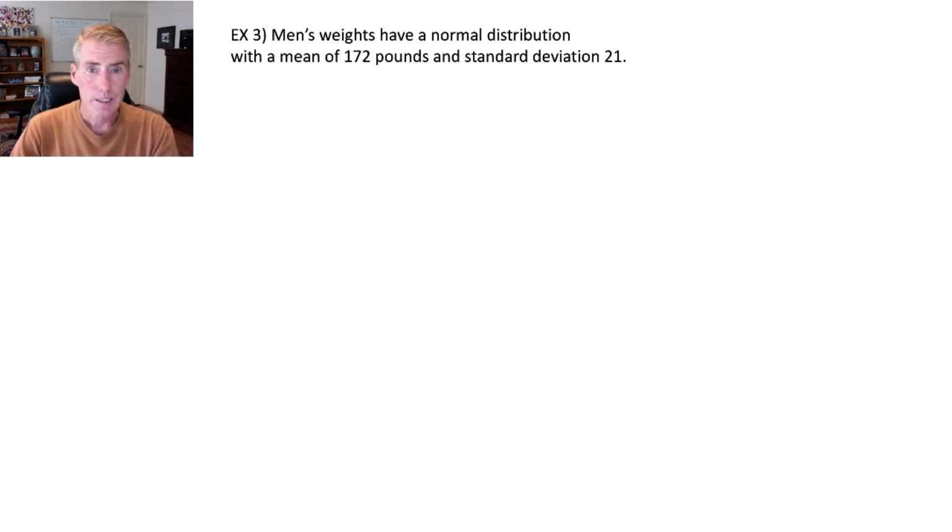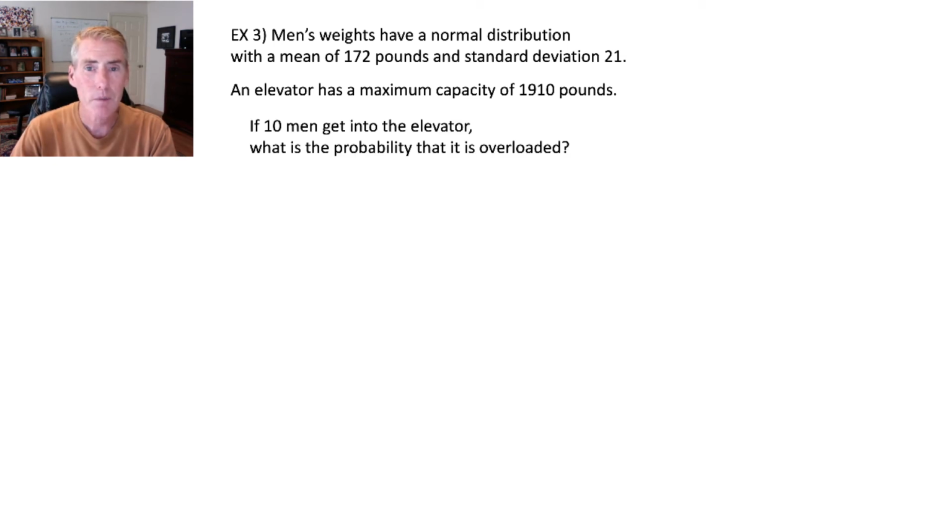Next up, men's weights have a normal distribution, a mean of 172 and a standard deviation of 21. Then there's an elevator with a maximum capacity of 1,910 pounds. What if 10 men get on the elevator? What's the probability that it's overloaded? So since it can take a total of 1,910 pounds and there's 10 men, well, if you divide that into the 1,910, it's going to be 191 pounds. So in other words, what's the probability that these guys average over 191 pounds?